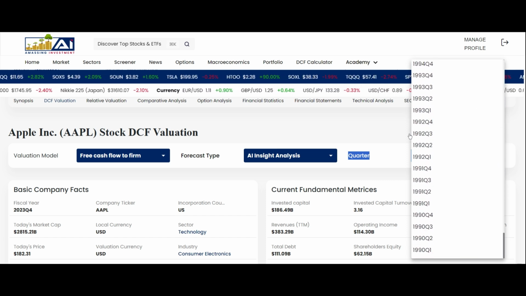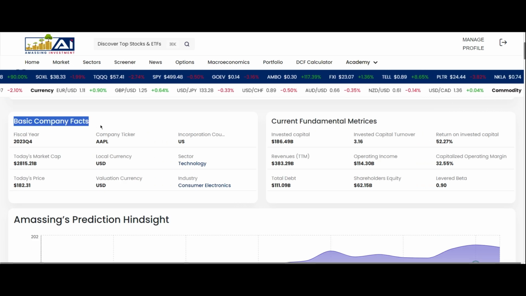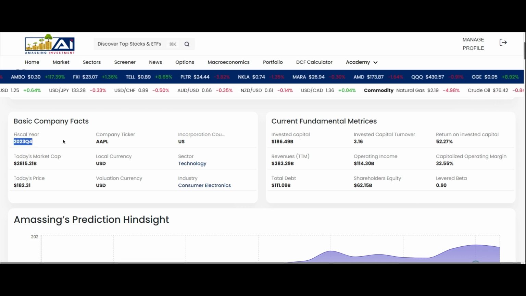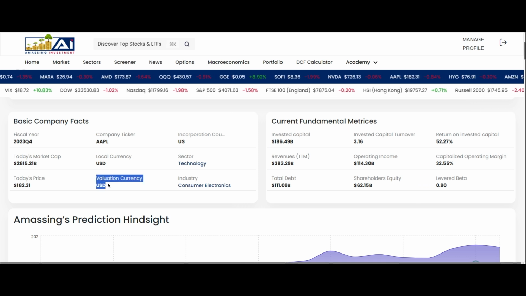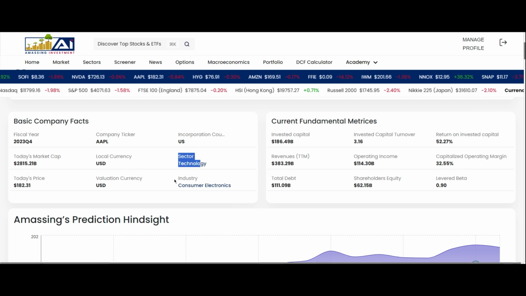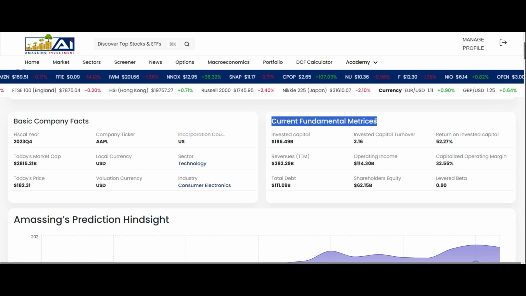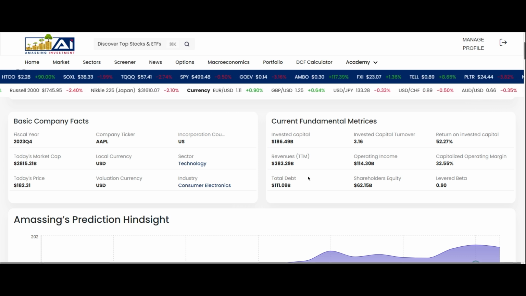First up, the basic company facts section. Here, we detail the valuation quarter, Apple's country of incorporation, its operating currency, and the valuation currency, which is USD. This section also outlines Apple's sector and industry, providing a snapshot of its market environment. Next, we delve into current fundamental metrics, showcasing Apple's invested capital, trailing 12-month revenue, debt levels, levered beta, and more. These metrics are pivotal in understanding Apple's financial stance and market risk.